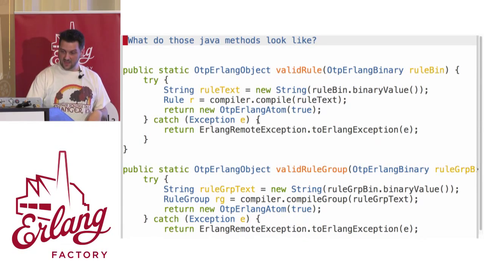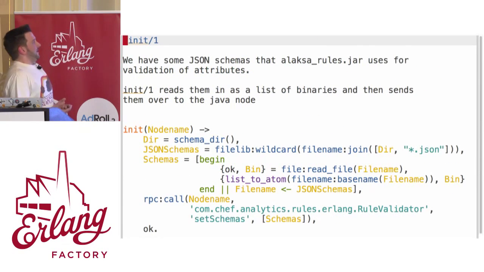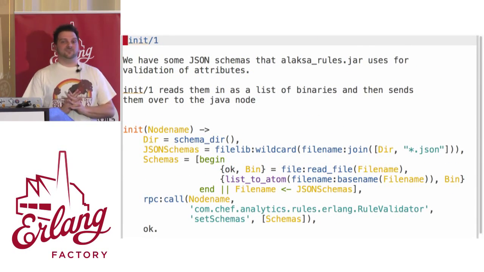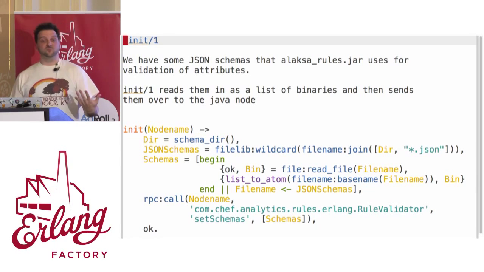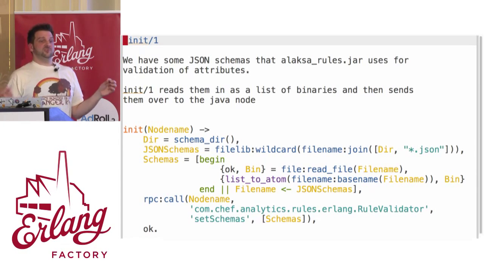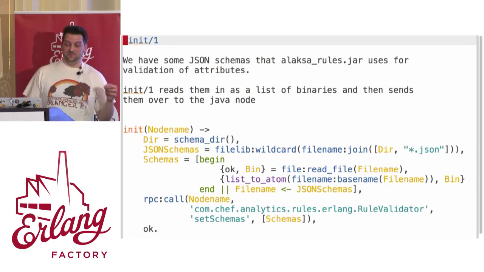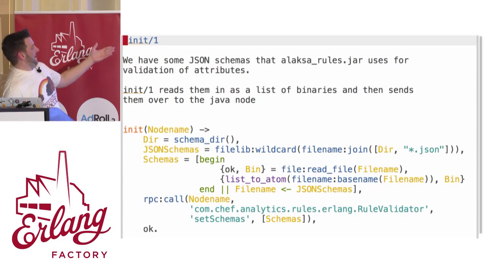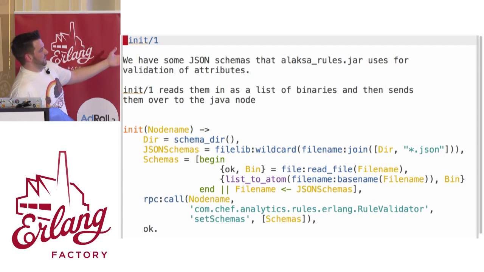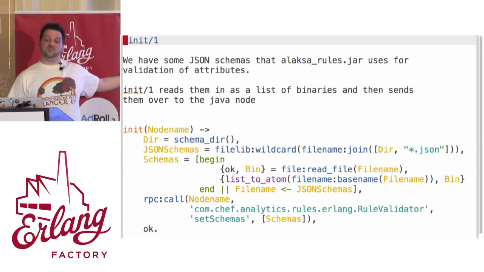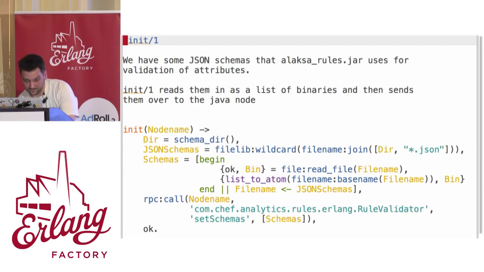So that's great. Now, if you noticed our rule before, it described some events in Chef and some attributes of those events. And those relationships we actually have described in some JSON schemas. So our init callback will actually send over the JSON schemas to the Java node, and it will load them into the rule compiler before we actually accept any RPC calls.